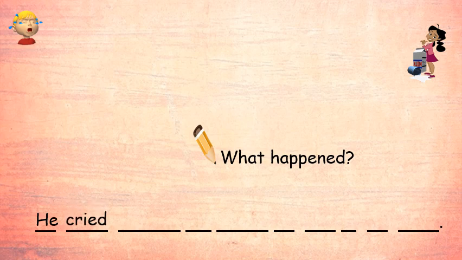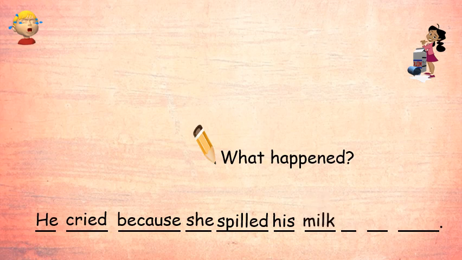What happened? Try to write the answer. He cried because she spilled his milk on the floor. He cried because she spilled his milk on the floor.